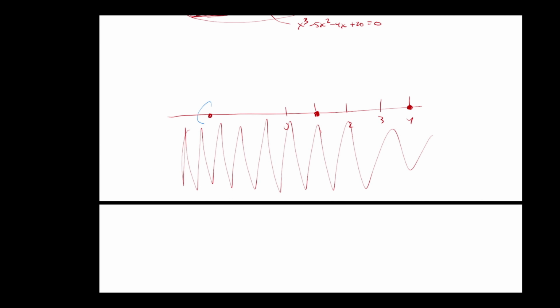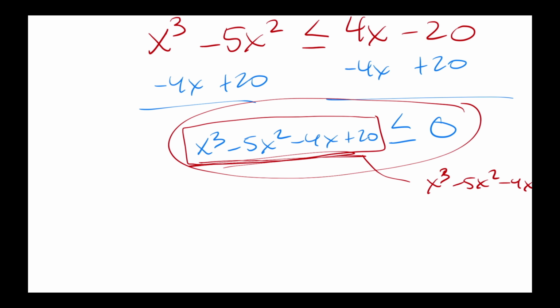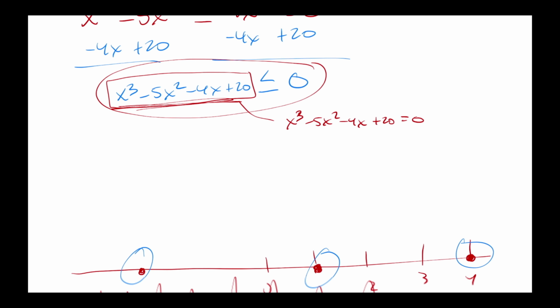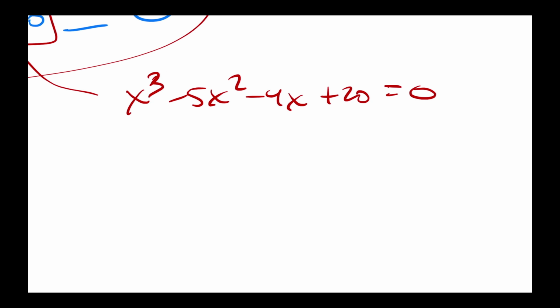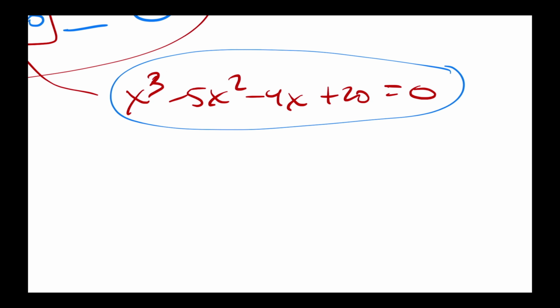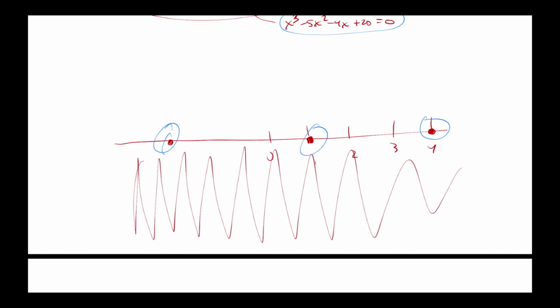So we need to know where it hits the x-axis so we can know what areas are below the x-axis, because that's what this means. When I got everything on one side, it's saying when is x cubed minus 5x squared minus 4x plus 20 less than or equal to 0? When is it below or on the x-axis? So in order to do that, I need to figure out when does it hit the x-axis? When does it equal 0? Because I want to find these points, the zeros.